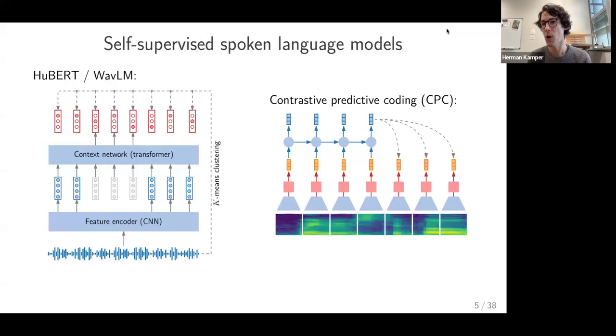And so we have spoken language models, things like HuBERT and WavLM, or contrastive predictive coding. And these are models that operate directly on speech. So for example, in HuBERT, some latent representations are masked, and then you try and predict basically quantized versions of the input on the output side of the model. Contrastive predictive coding is kind of an older approach, which tries to discriminate latent representations that are going to follow in the sequence from those that don't follow.